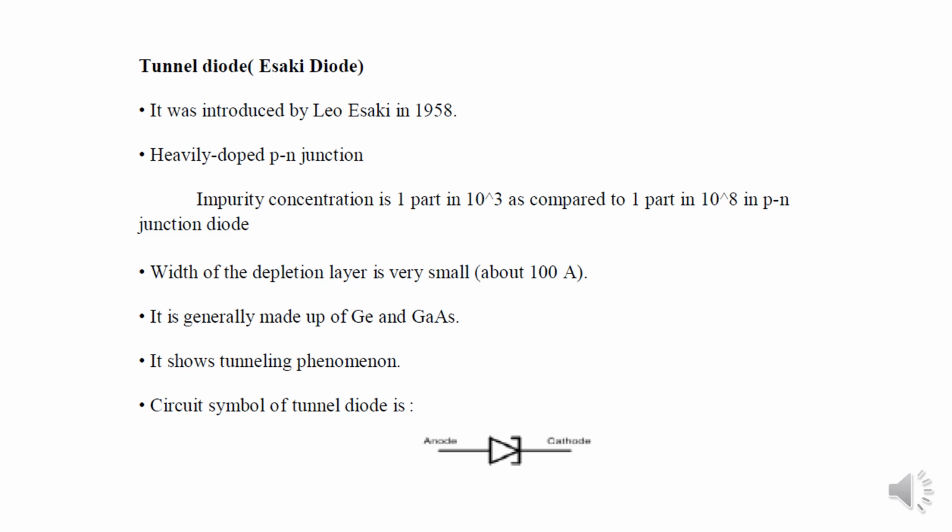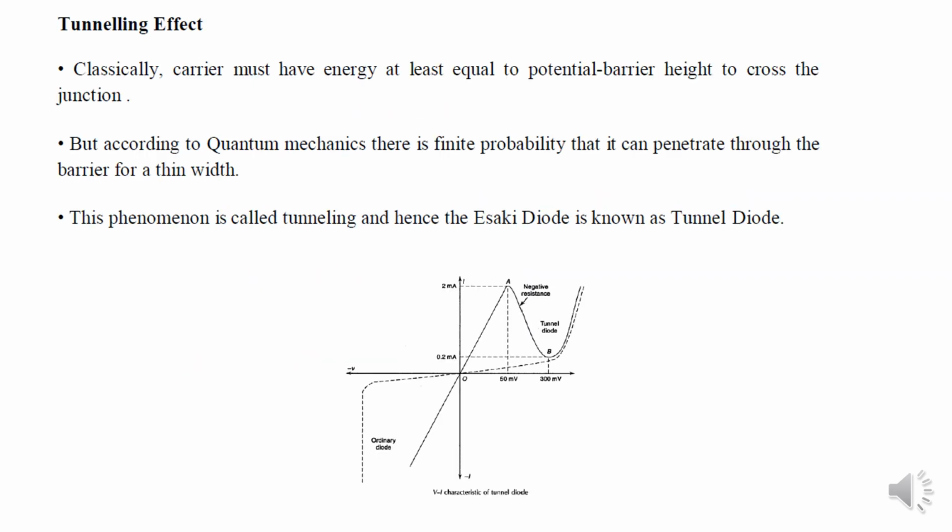This shows the tunneling phenomenon, and this is the circuit diagram. For tunneling, the carrier must have energy at least equal to the potential barrier height to cross the junction. According to quantum mechanics, there is a finite probability that it can penetrate through the barrier if the width is thin, and this phenomenon is called tunneling. Hence the diode is known as the tunneling diode, and this is the VI characteristic of the tunneling diode.